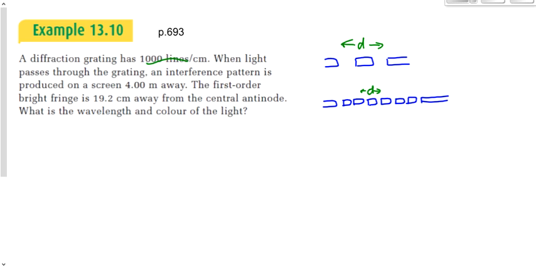Rather, instead of being given the centimeters per line, or centimeters in between lines, we're given the lines per centimeter. So as opposed to this value being d, this value would actually be 1 over d. Right? Centimeters in between lines is d. Lines per centimeter is the inverse of d. So what do you do to get d? All you're going to do is say d is equal to 1 over 1,000.